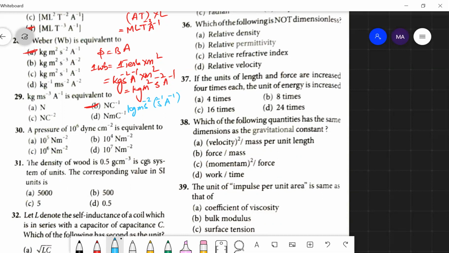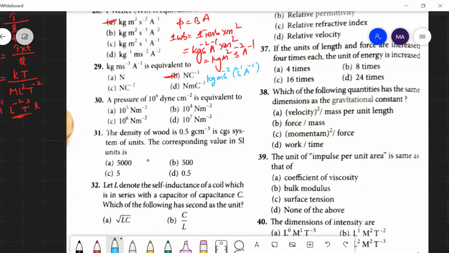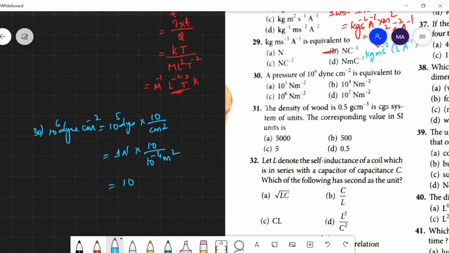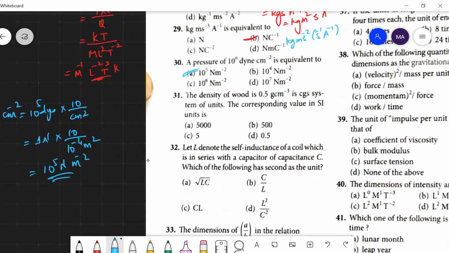Next one. A pressure of 10 to the power of 6 dynes per centimeter square is equal to how much? I hope everyone can write this question. Question number 30. If I'm doing it right now, 10 to the power of 6 dyne centimeter inverse square can be written as 10 to the power of 6 dyne into 1 by centimeter square. So that will be equal to 1 Newton into 1 by 10 to the power of minus 4 meter square. So that will come out as 10 to the power of 5 Newton meter inverse square. That will be the answer.